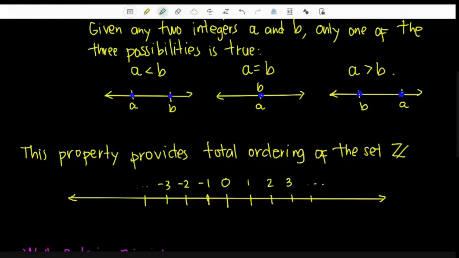Until makita mo yung something na mas malaki kay 3, so stop ka na sa position mo. So, ganun yung nangyayari. You were able to order the integers exactly in a single line. And this line now is what we call the number line. Actually, the bigger set, the set of real numbers, is also an ordered set, meaning it also follows the trichotomy property. Yan. But again, for the purpose of the course, we're focusing on the set of integers.